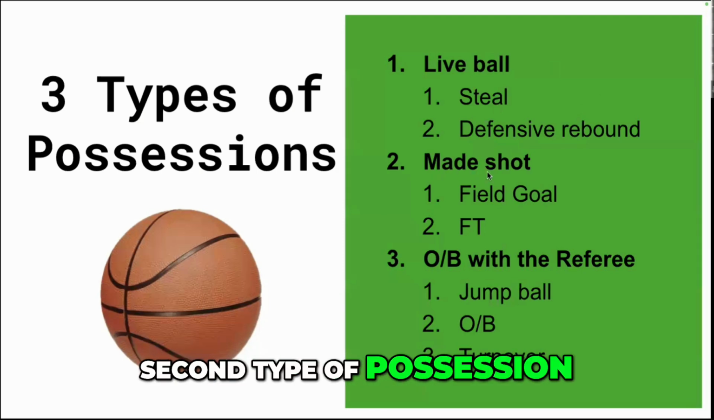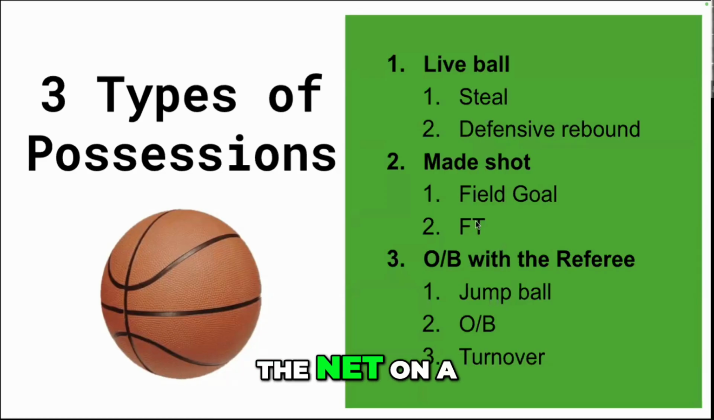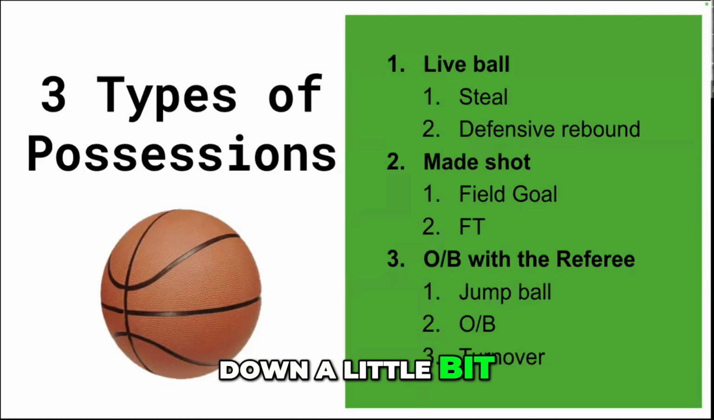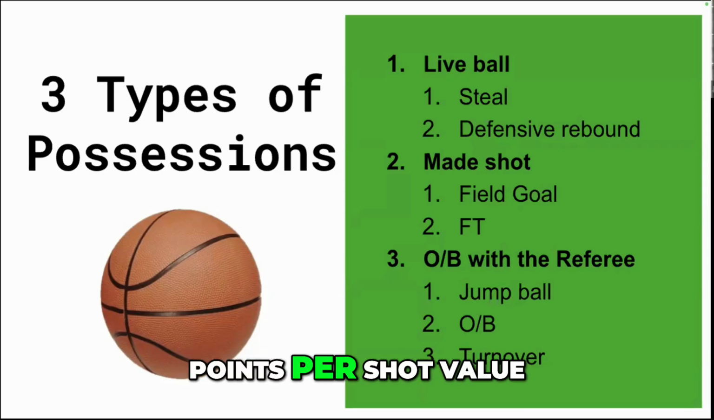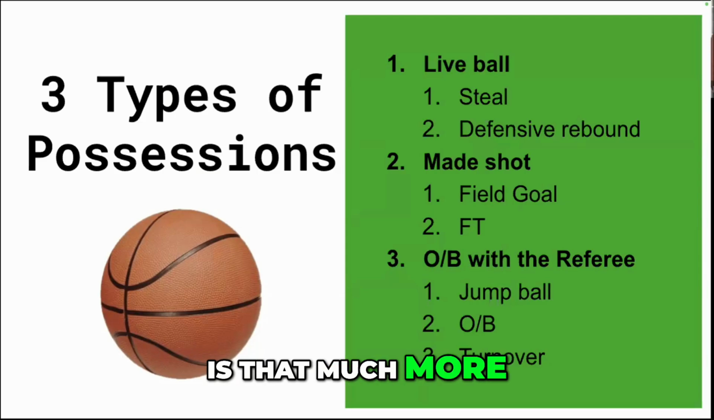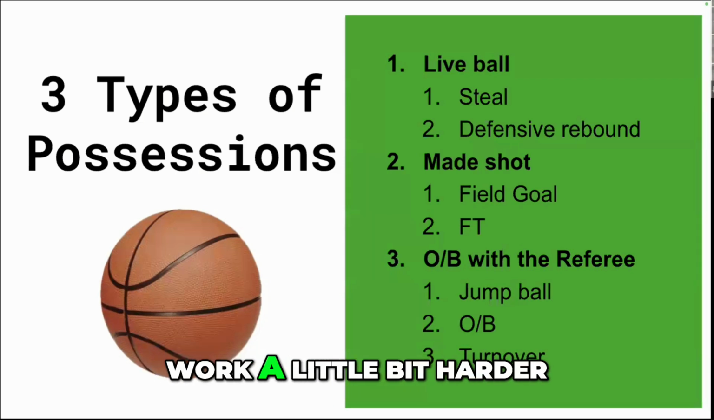Second type of possession is a made shot. So whether it goes through the net as a field goal, right, part of the live game, or it went through the net on a free throw, either way, our team has to take it out of bounds, at least 1 foot in the out of bounds, and pass it in before we can go, right? So it slows us down a little bit. And so we just find our points per shot value drops a little bit more because the defense is that much more ready to guard us. And therefore, we don't have as many easy open uncontested layups, for instance. We're going to have to work a little bit harder.